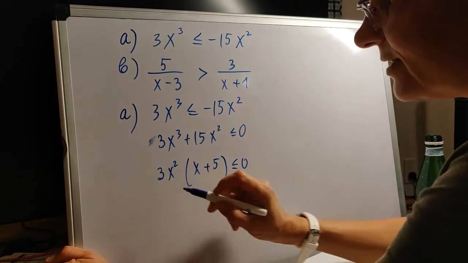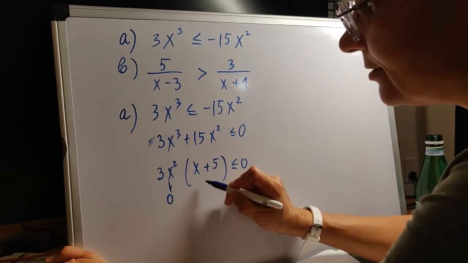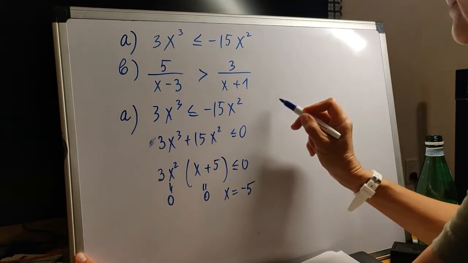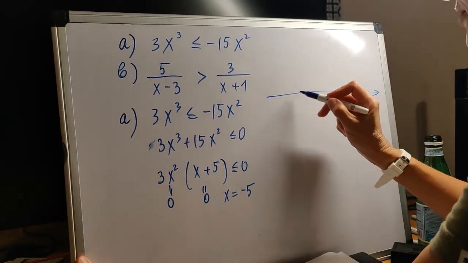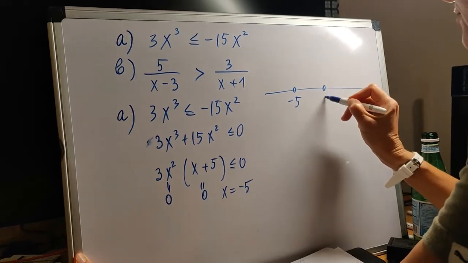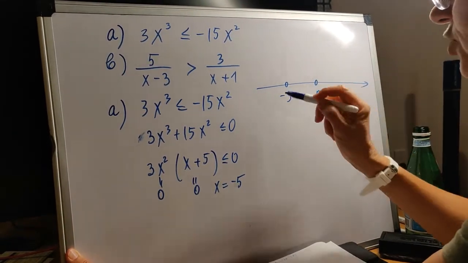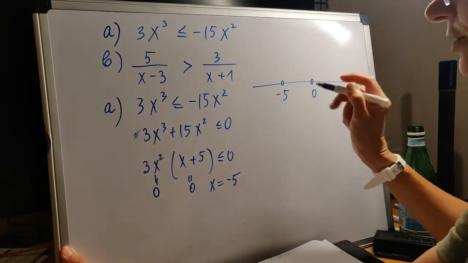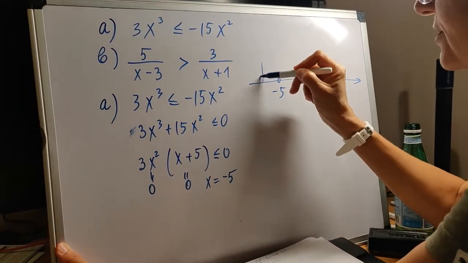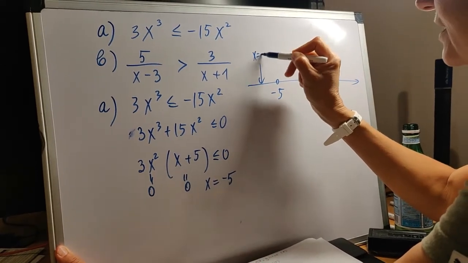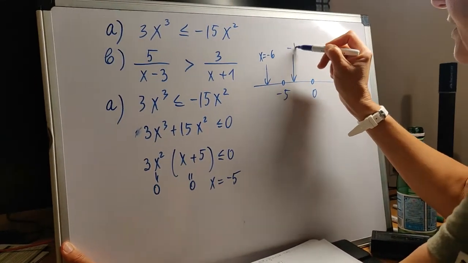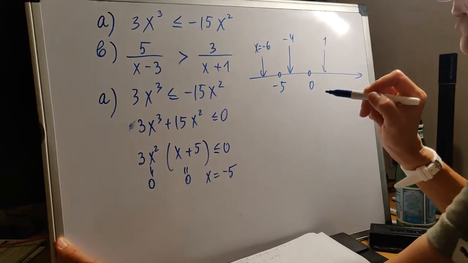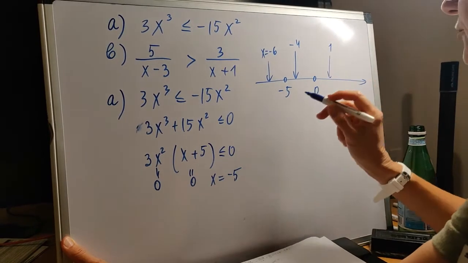Now I'm going to find zeros. 0 here is just 0, and 0 here is going to be x equals negative 5. And I'm going to graph my number line and try to figure out which intervals we are going to include in our solution. So we have 3 intervals: from negative infinity to negative 5, from negative 5 to 0, and from 0 to infinity. I'm going to choose checkpoints x equals negative 6 here, and here negative 4. And over here I'm going to choose just 1, okay? So points are negative 6, negative 4, and 1.